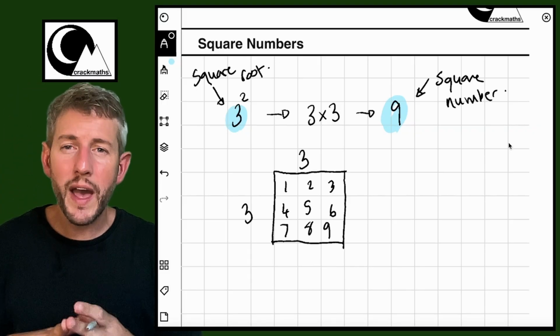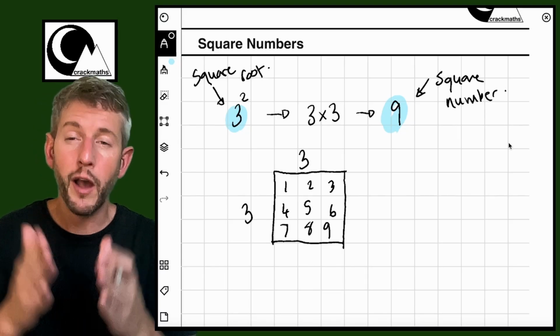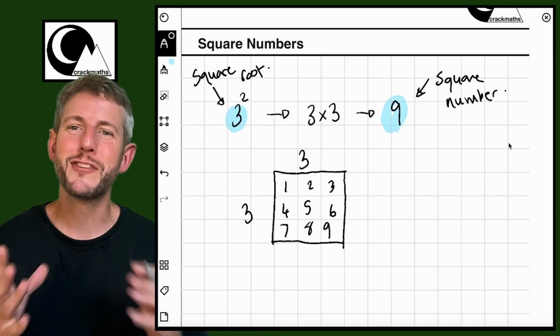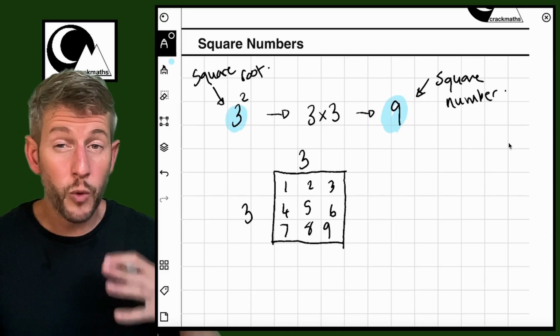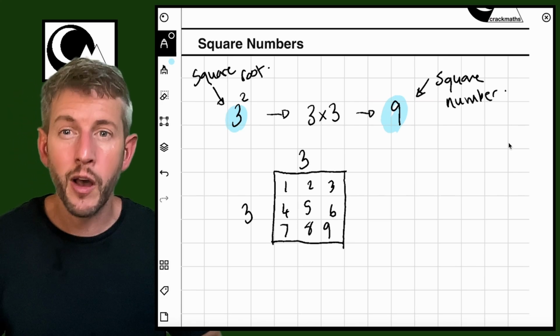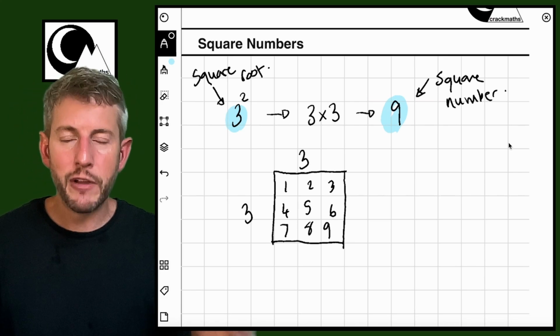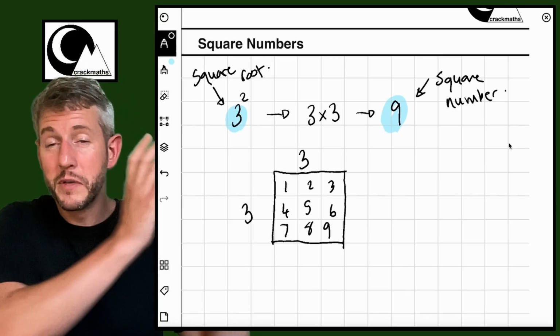Now, square numbers are only made by squaring whole numbers, or we could say integers. The square number always comes from squaring an integer. An integer is a word that we use and it just means whole number. So let's have a look at the integers that we square and the square numbers that we get.